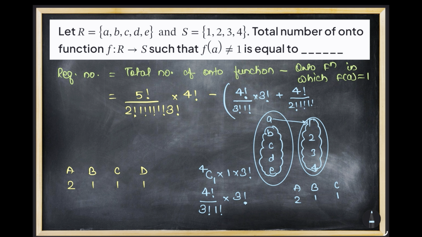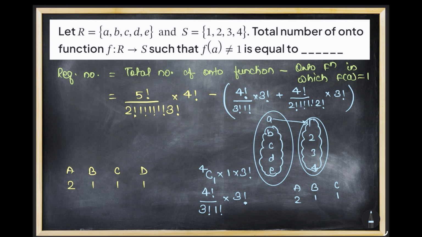Now what we have to do? 1 is being repeated twice. So for that 2 factorial. Now it is 3 groups, 3 people. 3 groups, 3 people. So your task is not completed. So multiply and then multiply by 3 factorial. Is that okay? I hope this is clear.